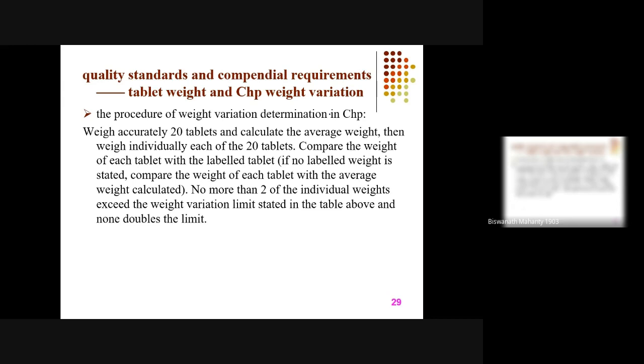It is really required. They are going to accurately take 20 tablets and calculate their average weight, as I am going to tell. Then for each of the 20 individual tablets, compare the weight of each tablet with the labeled tablet. For example, labeled is 500, and how much is there? No more than 2 of the individual weights may exceed the weight variation limit. So if out of the 20 at most 2 exceed, then we go about deciding whether this batch passes or the batch is rejected.